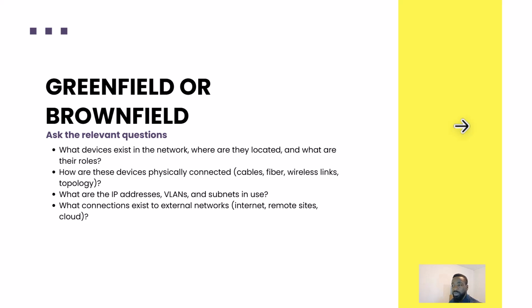Then the next important question is, what connections exist to external networks? Very important. You need to know how you connect to outside of your company, to the outside world, right? To the internet, to remote offices, to branch offices. How are you connected? Via leased lines? Are you using VPNs? Are you using whatever it is that you're using, right? You need to understand these things, right? So these are some of the questions, not everything, right?